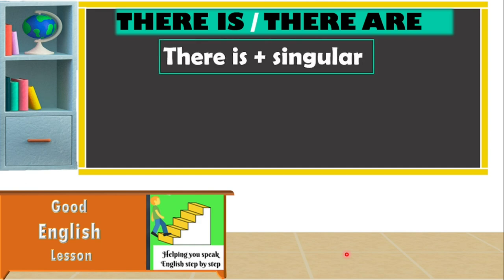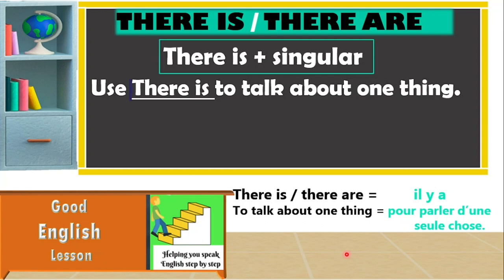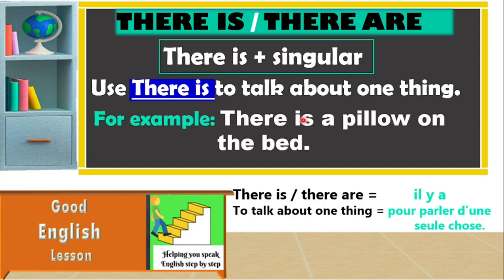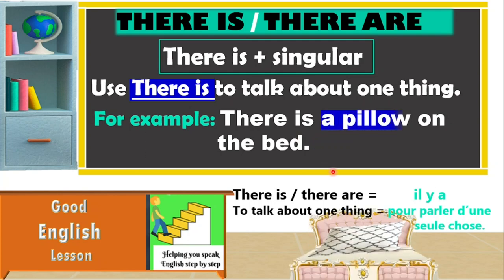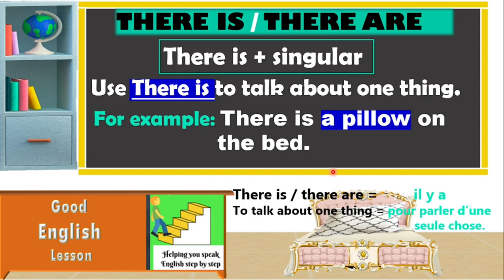There is plus singular. Use there is to talk about one thing. For example, there is a pillow on the bed. A pillow is singular. A pillow, only one. That's why we use there is.